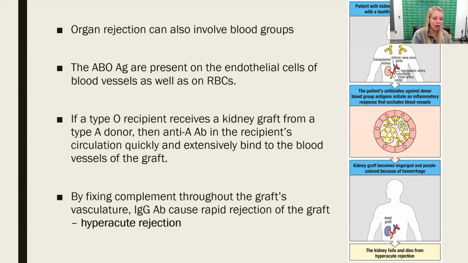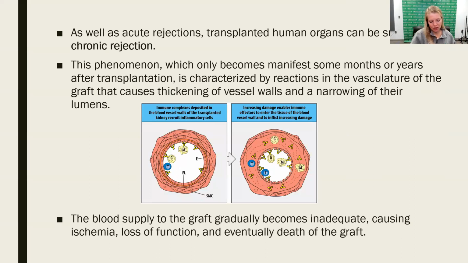This is what we call a hyperacute rejection. Complement is being fixed because there is antibody binding to the surface of the graft, and complement will destroy the cells in that graft in rather quick fashion. There's also the potential that organs are rejected, but at a much slower pace, and we would call this a chronic rejection.